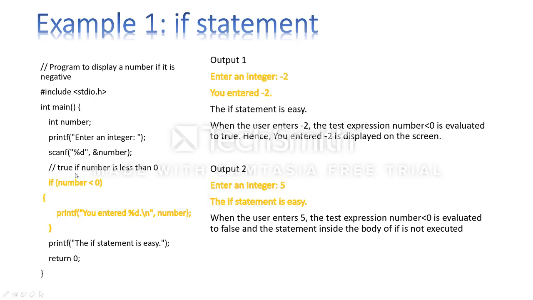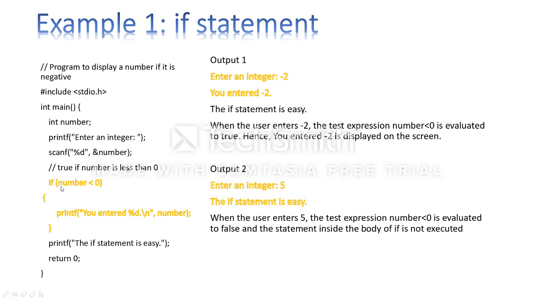What is the test expression here? It is true when the number is negative, that is, if any number is less than 0, that is a negative number. Here I am taking the condition: if the number is less than 0. What is the code here? if, in the parenthesis I am putting number less than 0, then printf, you entered, comma, number.